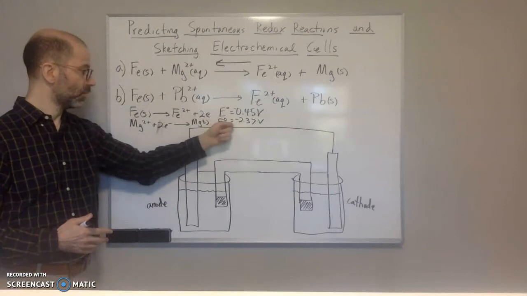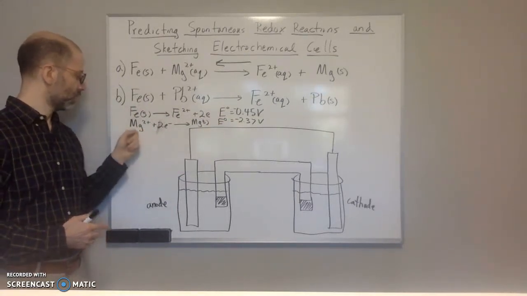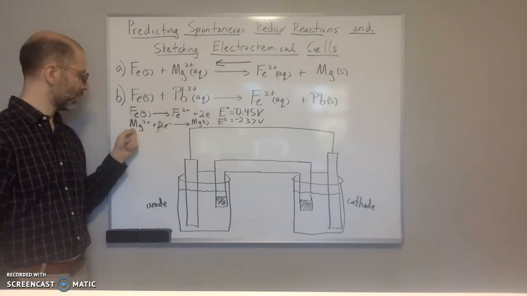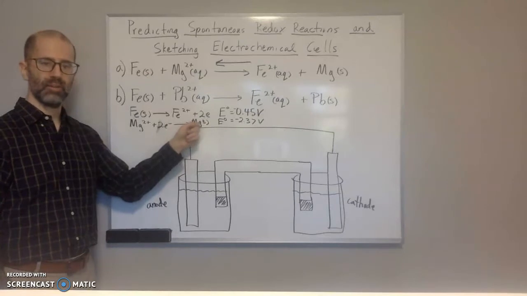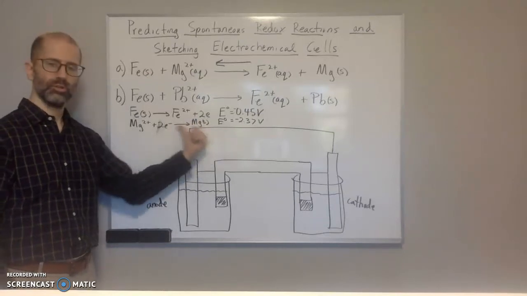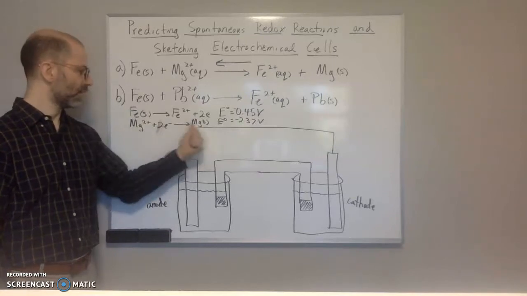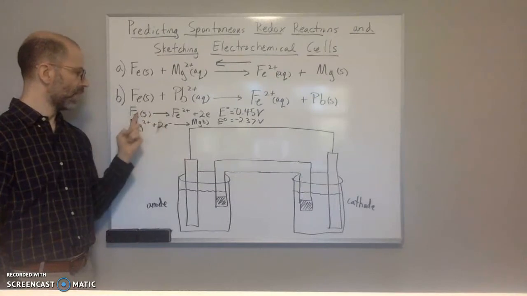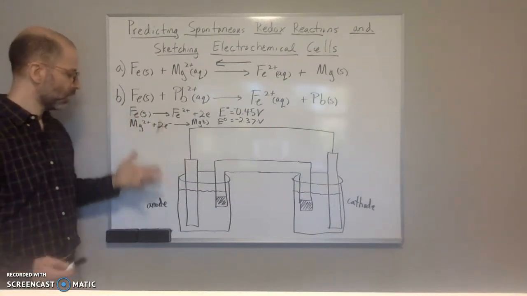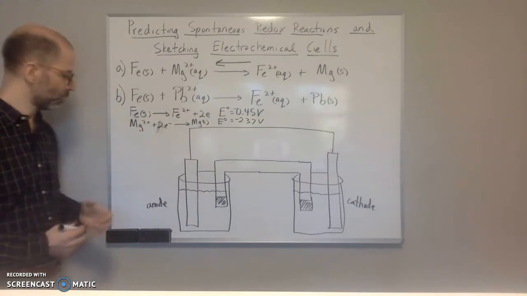So they're going to move away rather than being picked up by magnesium 2+ to form magnesium solid. Magnesium solid is more likely to be oxidized. So it's not going to move in this direction, it's going to move in this direction. And the same thing with the iron. So what does that mean for the sketch of our electrochemical cell?